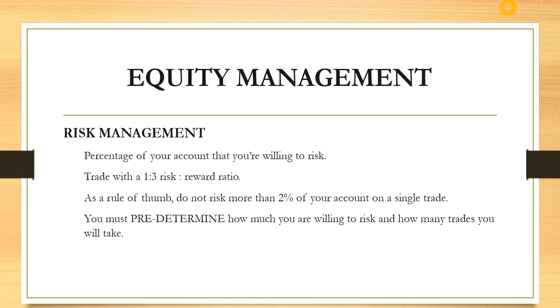So when we say, okay, do not risk more than 2% of your account, you also have to determine, well, how many trades am I going to take? So what is going to be my max risk? If I'm going to take 3 trades, right? Do I want to risk 2% across for each trade?